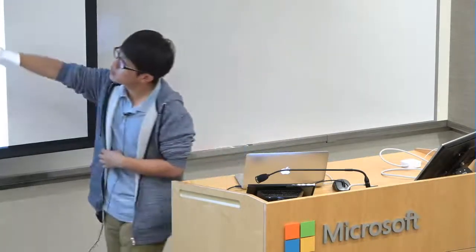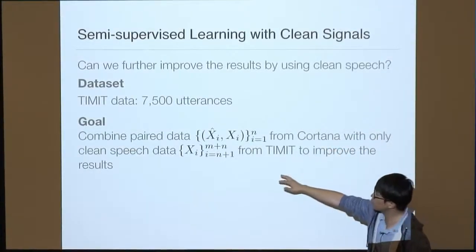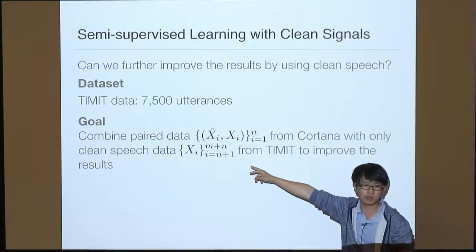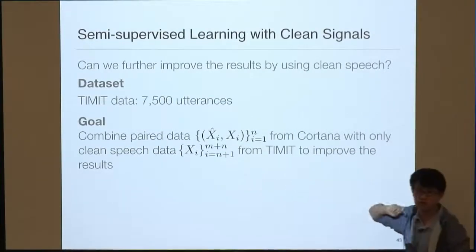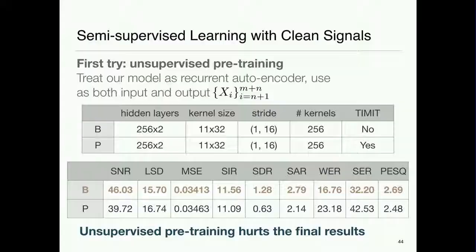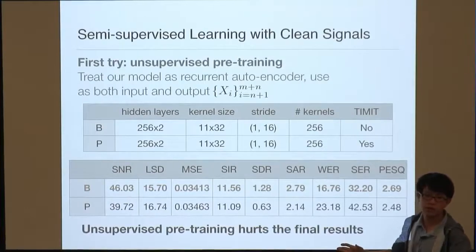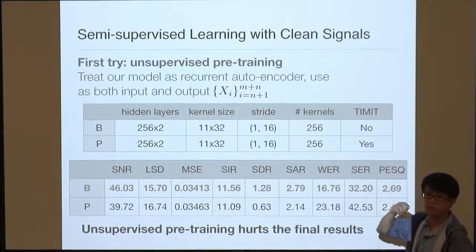So the setting here is, besides the supervised paired data set we have, additionally we have unlabeled data, which corresponds to the clean speech from TIMIT. I want to investigate whether there is a way to incorporate this clean data into the existing system to further improve the result. A very straightforward way to try first is to use the clean speech to do pre-training of the model, and then after pre-training, we apply the supervised learning we just described before.